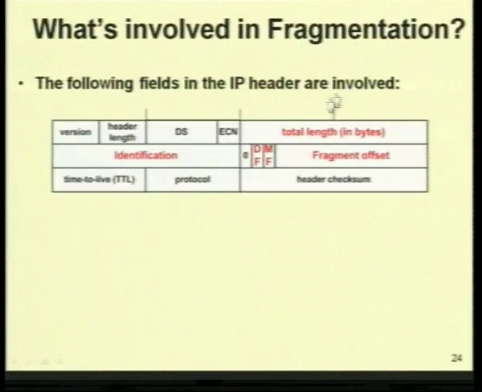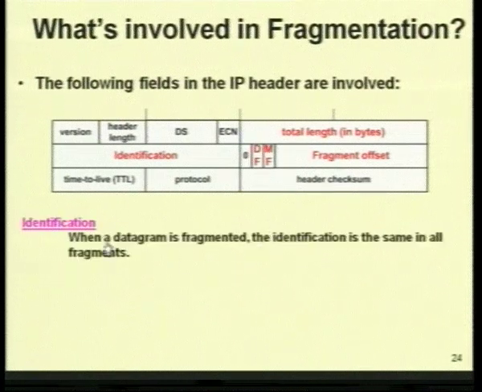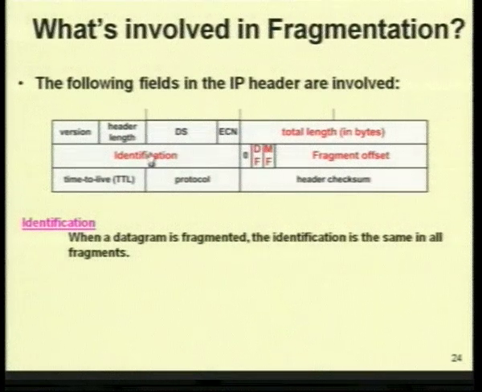So what is actually involved in fragmentation? The fields which help in IP fragmentation are these fields which are marked in red over here. The total length field, then the identification field, then these two flags, the don't fragment bit and the more fragments bit, and a fragment offset field. The identification field, which is something like a sequence number, is the same for all the fragments. So when a datagram is fragmented, the identification is the same in all fragments. This field serves to identify that these different fragments belong to the same original packet. So that is important information.